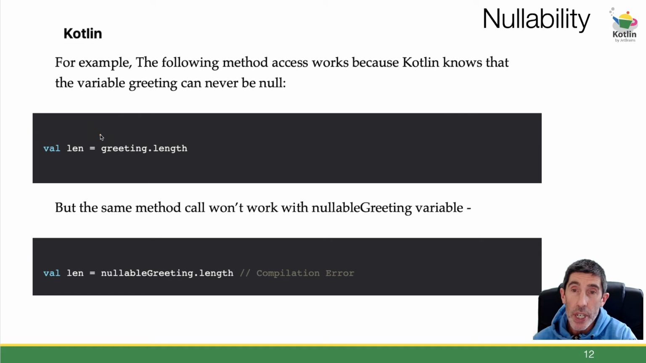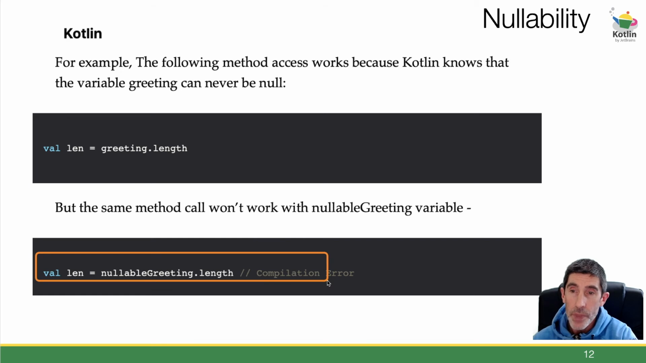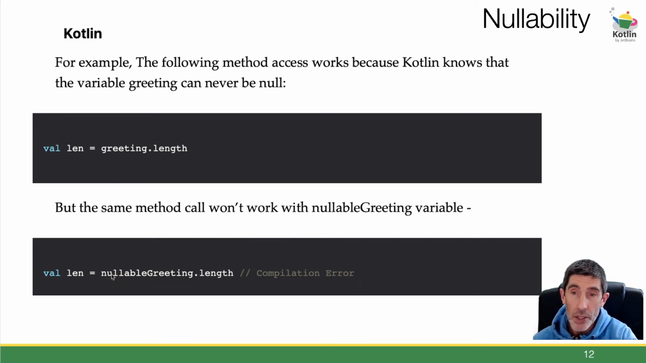Kotlin knows that greeting cannot be null. It cannot have been allowed to be declared to hold a null value. So we can simply say greeting.length and it'll work fine. But the same method call won't work with a nullable greeting. If we say something like this, again we will get a compilation error because we haven't specified the null greeting being null previously.